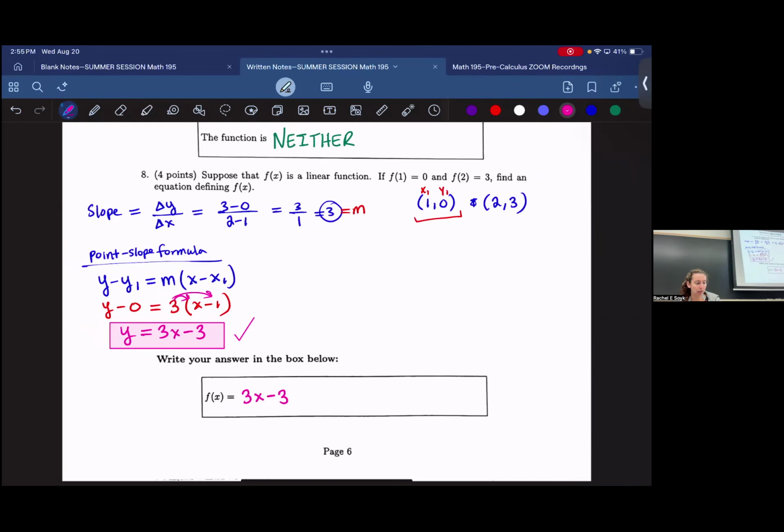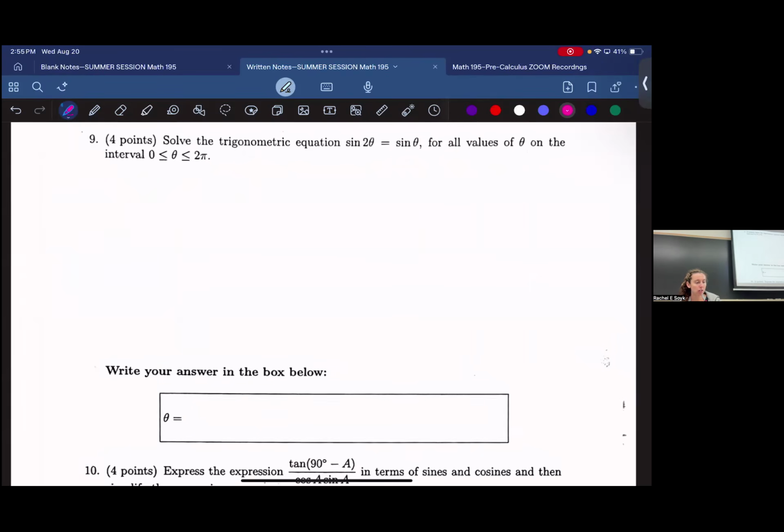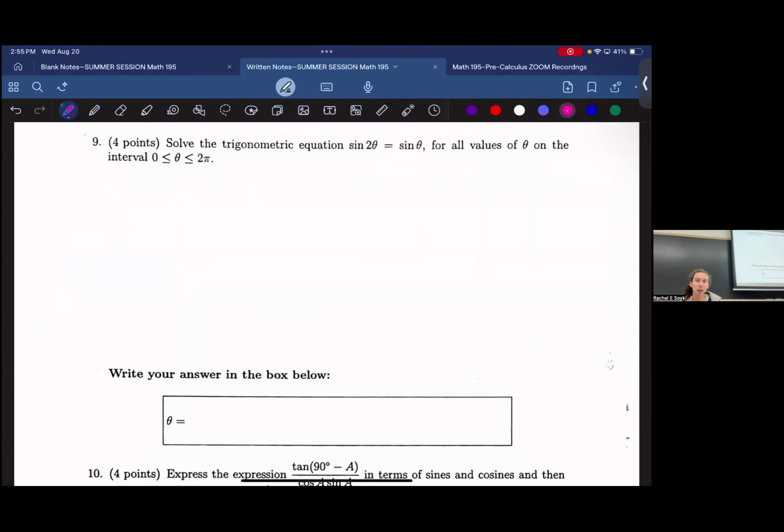Go ahead and move on to page 7. New question, question 9. Another double angle formula question. They really like to use sine 2 theta. Sine of 2 theta simplifies to 2 sine theta cosine theta, the famous double angle formula.